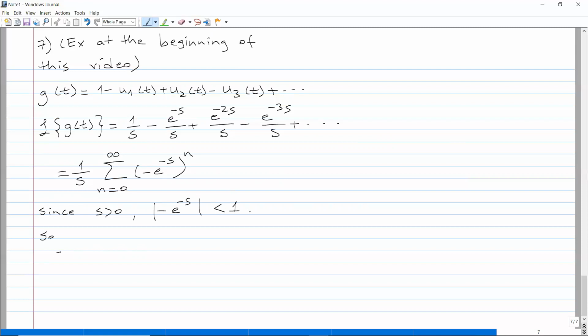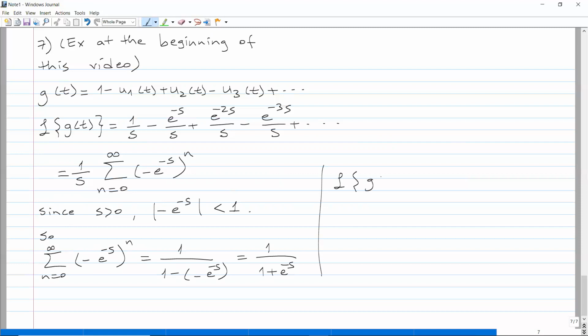So this infinite sum, using the geometric series, is 1 over 1 minus minus e to the minus s. So 1 over 1 plus e to the minus s. So the Laplace transform, then we multiply it with 1 over s. So 1 over s times 1 plus e to the minus s. It's a cool example, huh? And this is for positive s.